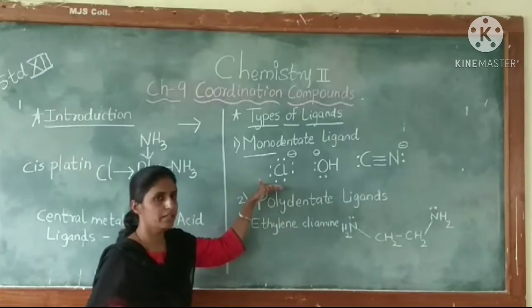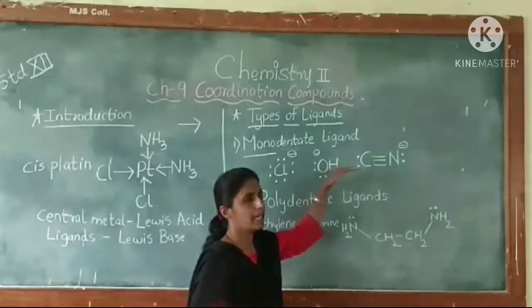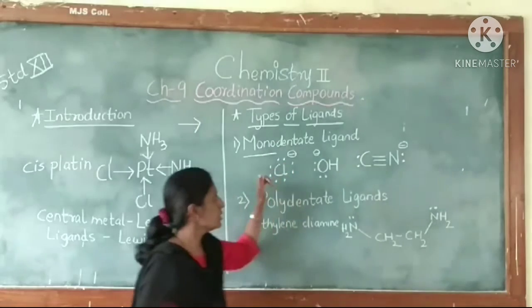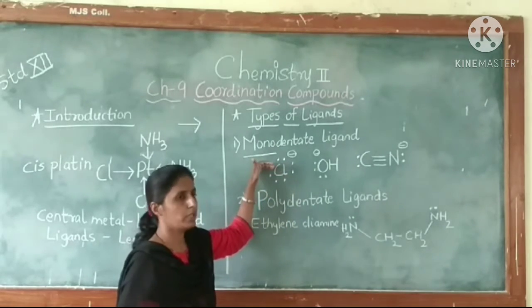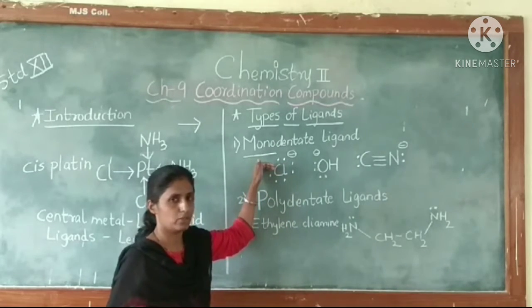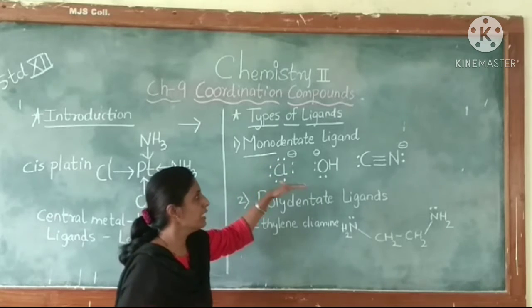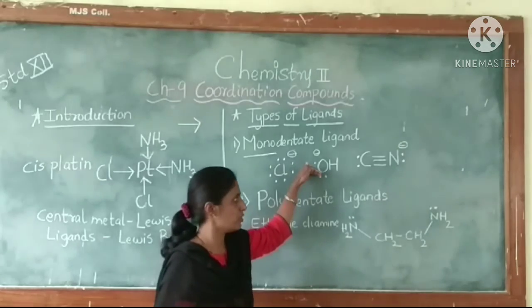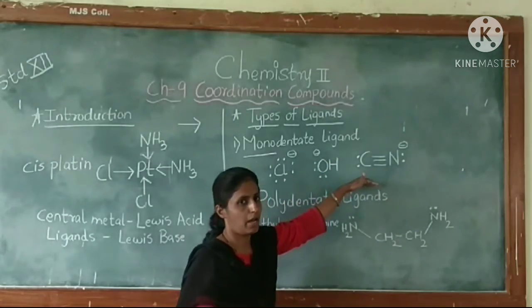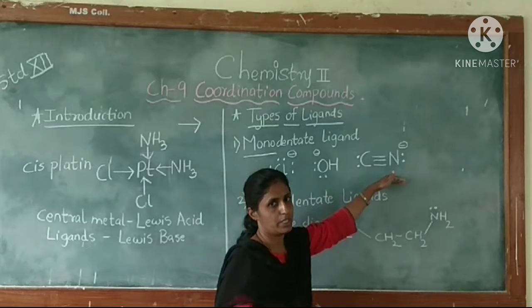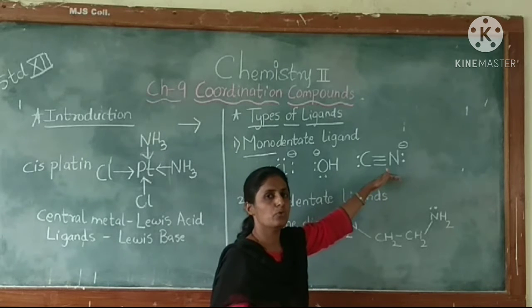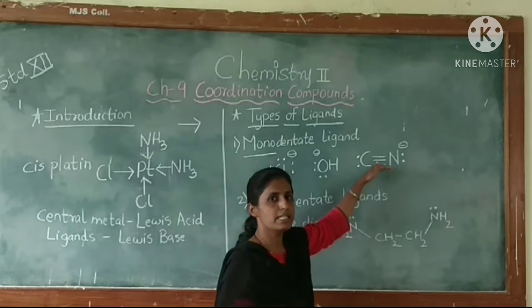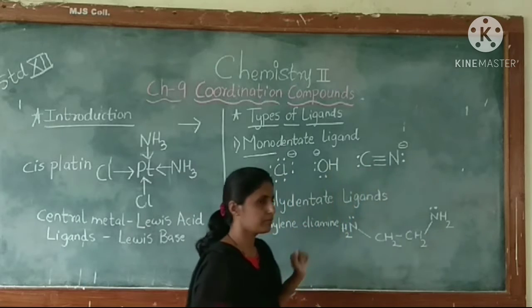Now here are the examples of monodentate ligands. This is chloride, this is hydroxide, and this is cyanide. So in chloride, chlorine is donating a lone pair of electrons to form the coordinate bond. In hydroxide, oxygen will be donating its lone pair of electrons, and in the cyanide ion, nitrogen will be donating its pair of electrons to form a coordinate bond with the central metal atom.